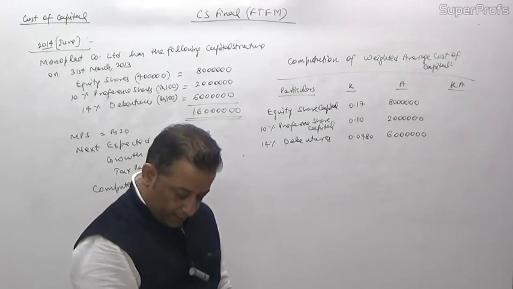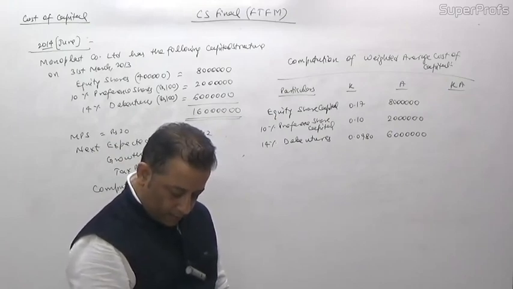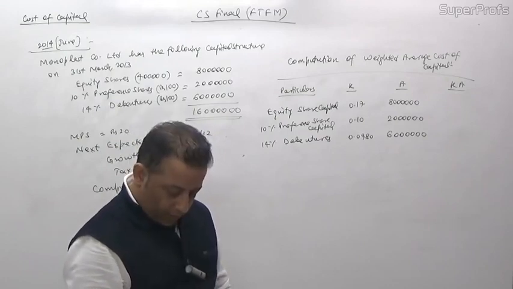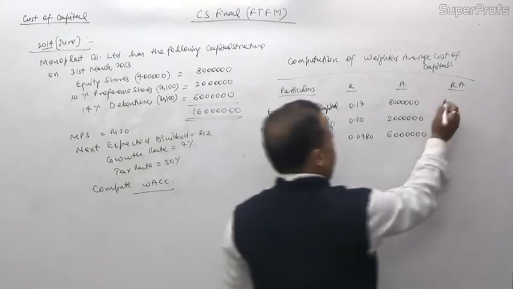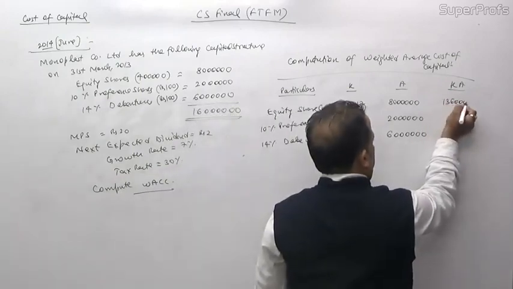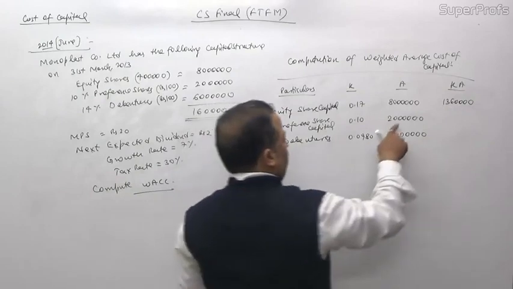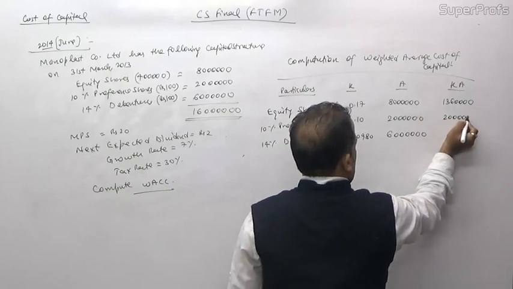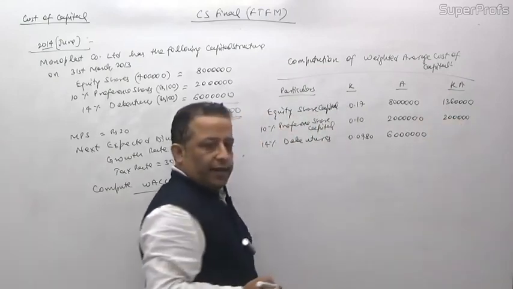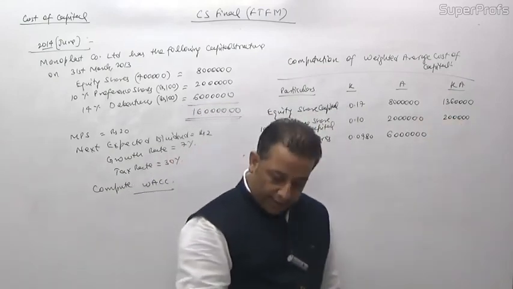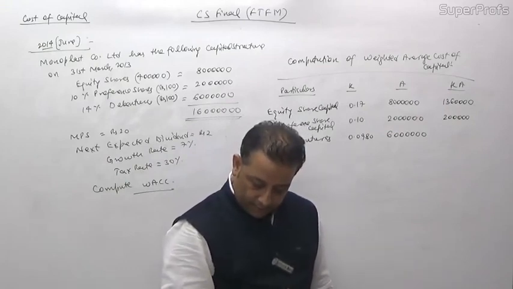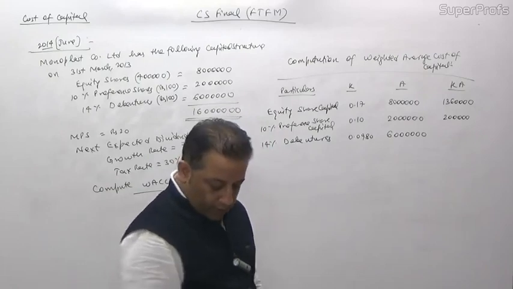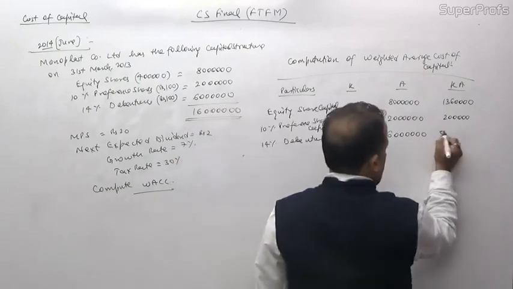So 80 lakh multiplied by 0.17, 13,60,000. 20 lakhs multiplied by 10%, 2 lakh rupees. 60 lakh multiplied by 0.0980, 5,88,000.